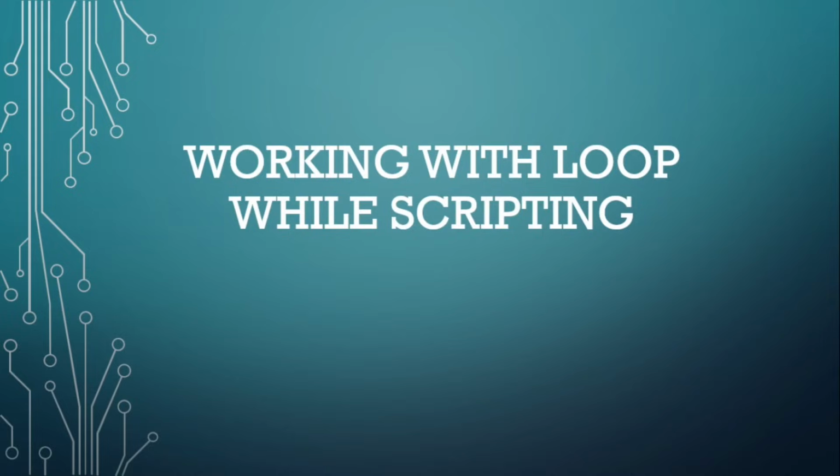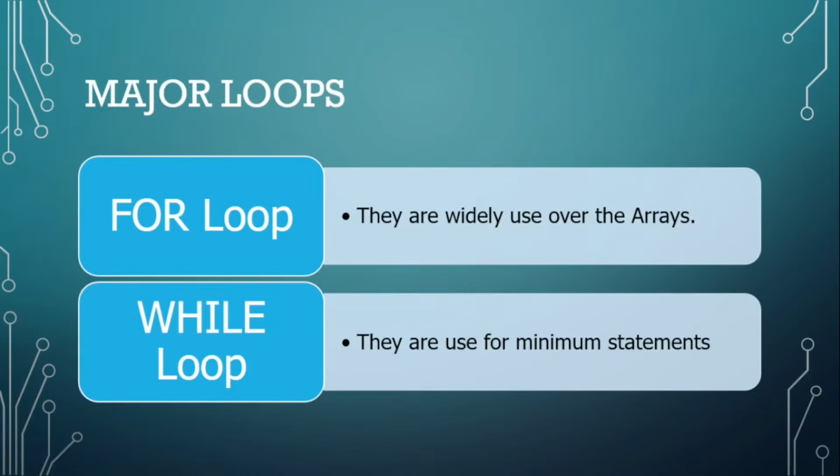Today we are discussing working with for loops and while loops in SAP Analytics Cloud. In SAP Analytics Cloud, we have two major loops. Number one is the for loop and the other one is the while loop.